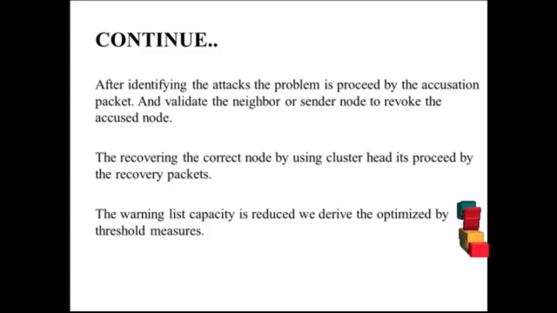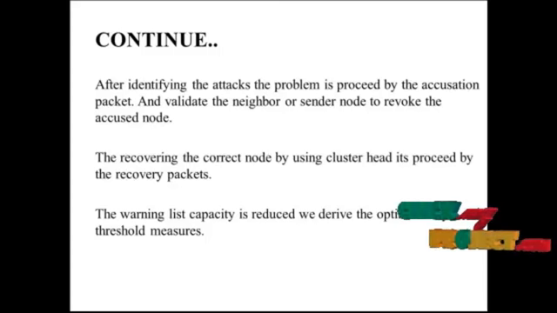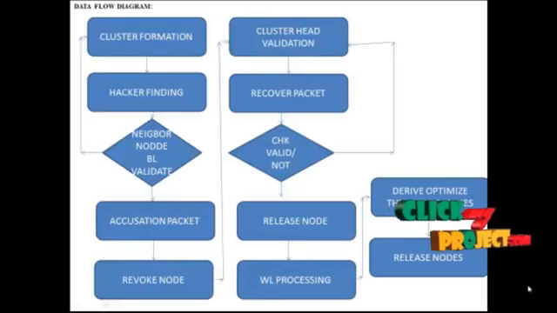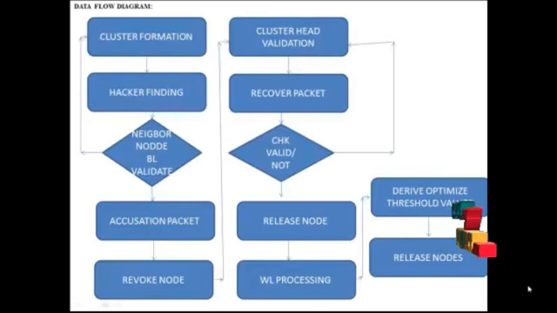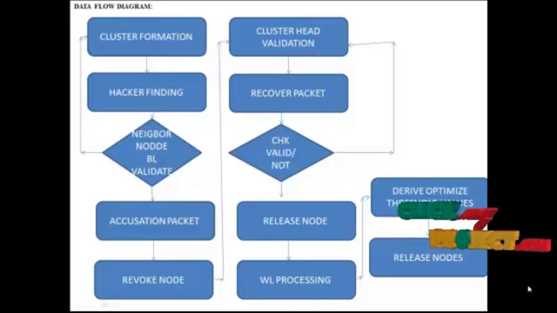Now we are going to discuss the data flow diagram of our project. First of all, we form the cluster, and then we find the hacker in our cluster. If we find the hacker, we send the accusation packet to the certificate authority. The certificate authority validates the sender node, and then it revokes the hacker node. Sometimes some nodes are falsely accused, and this is handled by the cluster head.